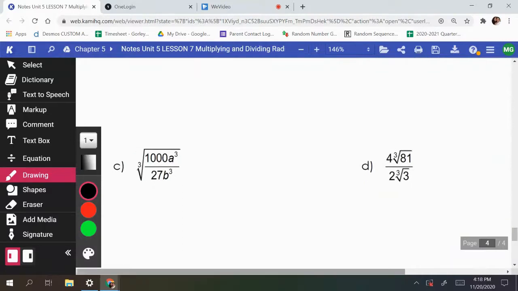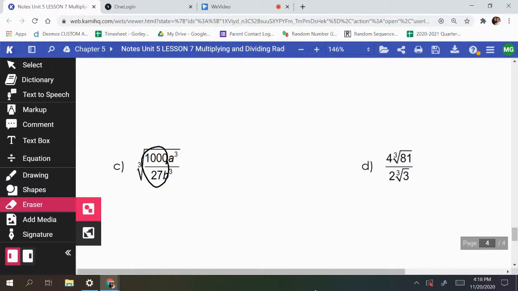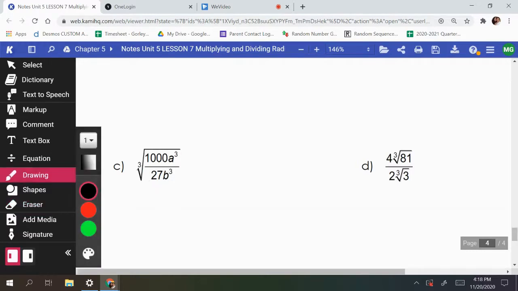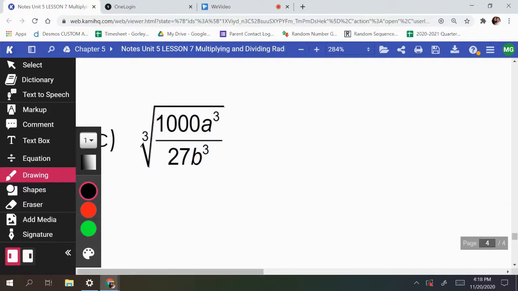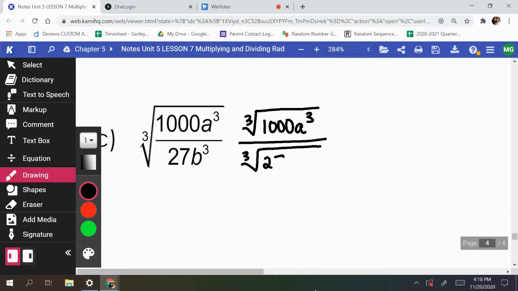For part C, let's see, what's 1,000 divided by 27? That's a decimal, like 37.037, and so on. So maybe I don't want to reduce it like that. Here's another option. When you're working with roots, rather than it all being under the same root, you can break it up so that 1000 a cubed on top is under a cube root, and the 27b cubed is under a cube root. Let's try to simplify the top and bottom individually.